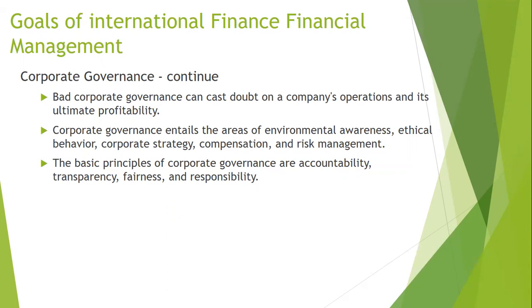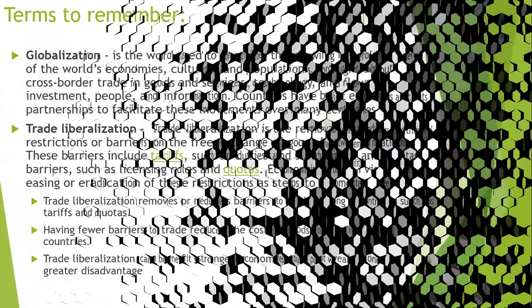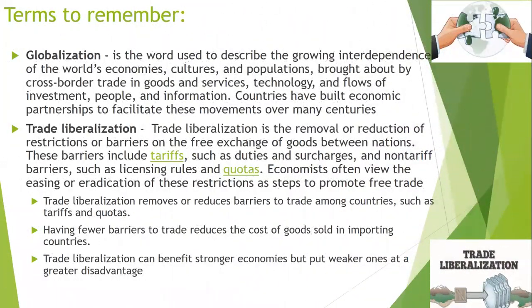So technically, the basic principles of corporate governance are accountability, transparency, fairness, and responsibility. I hope most and all businesses are doing this, not just to maximize their profit, but also to have a sustainable business and at the same time to sustain the earth. So these are the terms that you need to remember. Please don't forget.